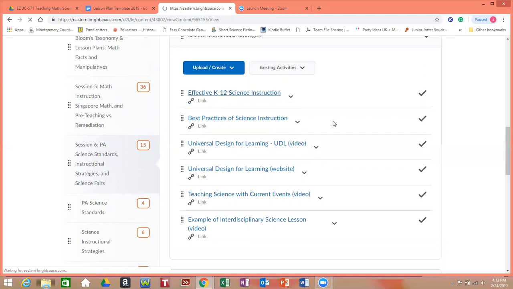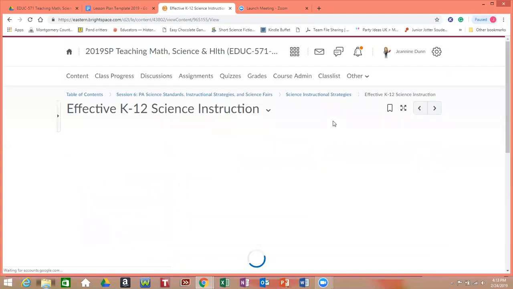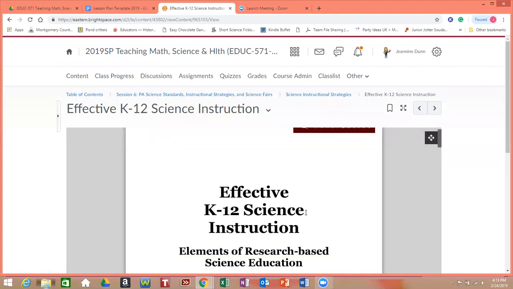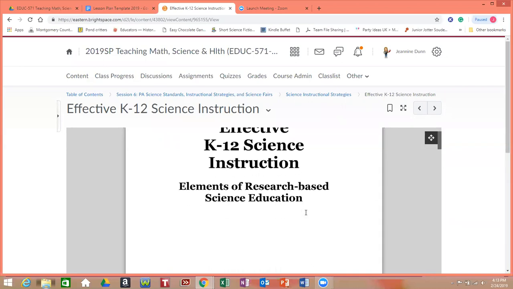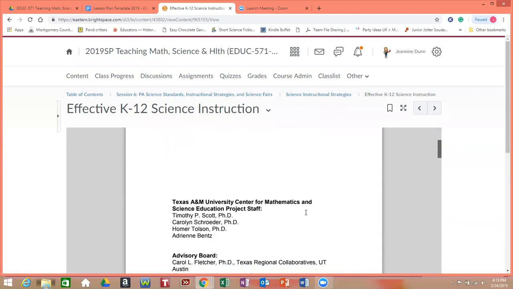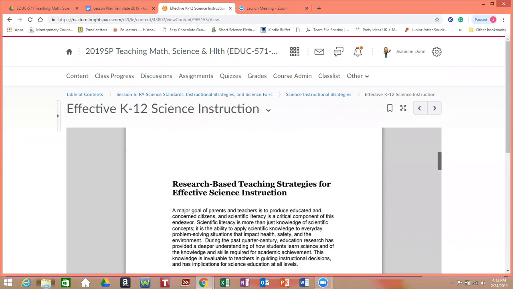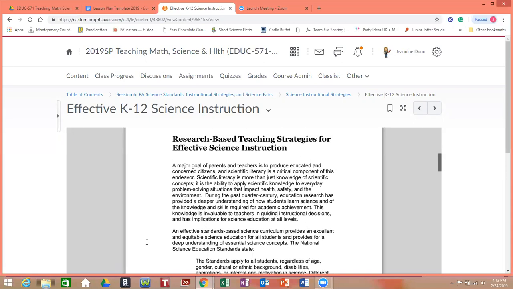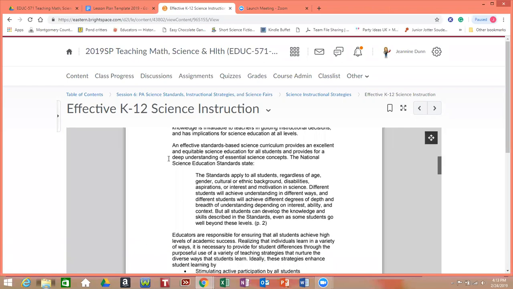Okay, so let's look at these together real quick. Again, if I open this link here for effective K-12 science instruction, this was a document that was created by Texas A&M, where they researched effective K-12 science instruction and put this together. So it's nice because there are 8 different categories that they have listed here for which they provide suggestions for instructional strategies in science. But as you look through those, you can look through them all later on your own. I'm not going to read every single one of them to you. But what I wanted to point out here, though, is this section here.